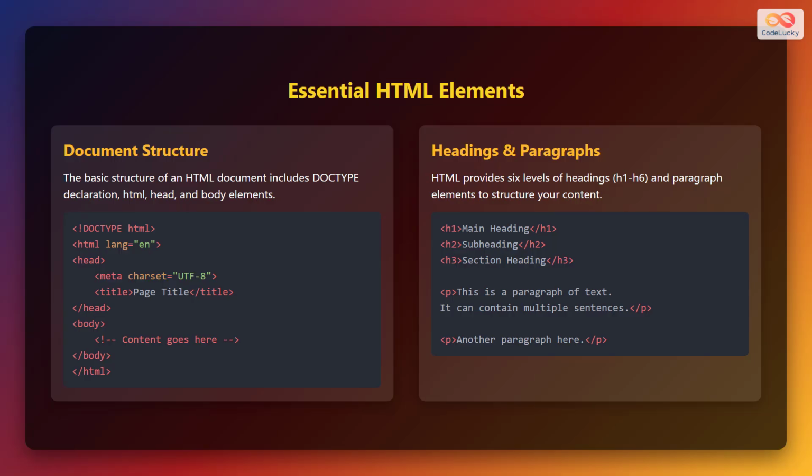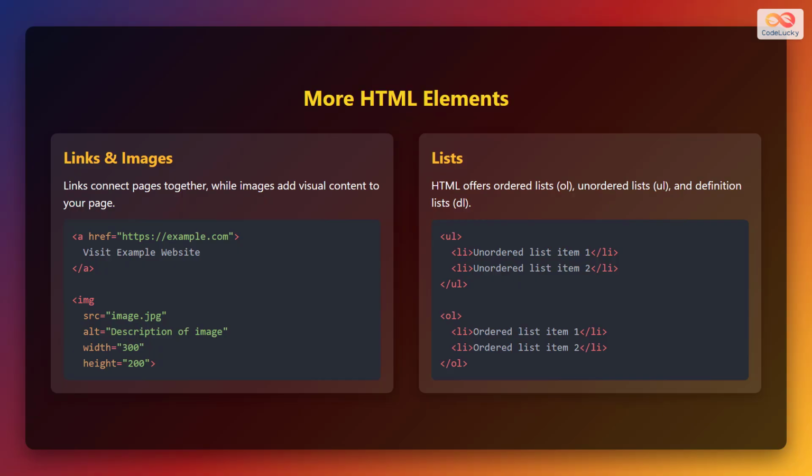Next, we have headings and paragraphs. HTML provides 6 levels of headings from H1 to H6, with H1 being the most important and largest heading. Paragraph elements, represented by the P tag, are used to display blocks of text. Headings and paragraphs are used to structure your content.